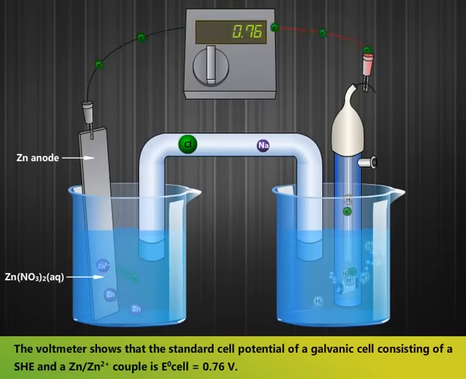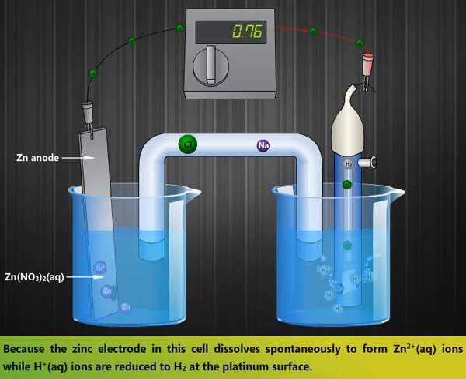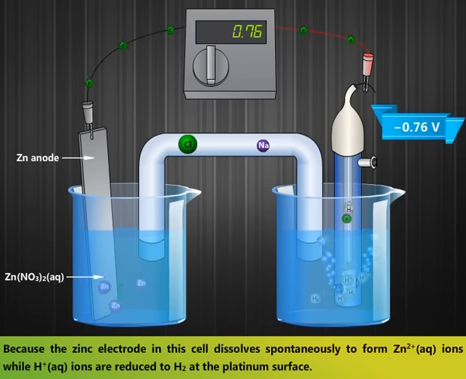The voltmeter shows that the standard cell potential of a galvanic cell consisting of a SHE and a Zn2+/Zn couple is E°cell equal to 0.76 volt. Because the zinc electrode in this cell dissolves spontaneously to form Zn2+ aqueous ions, while H+ aqueous ions are reduced to H2 at the platinum surface, the standard electrode potential of the Zn2+/Zn couple is minus 0.76 volt.